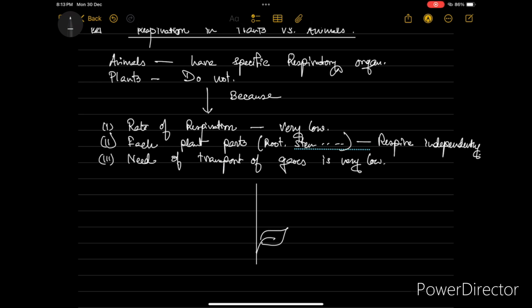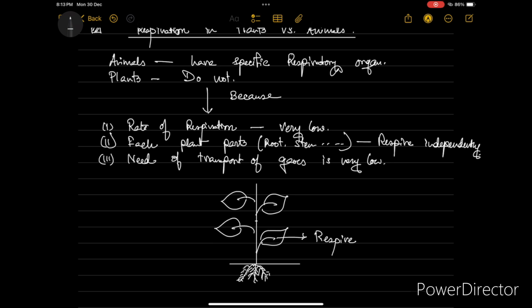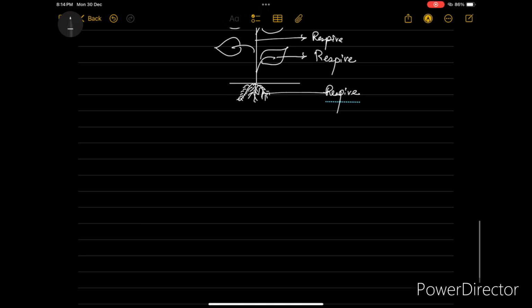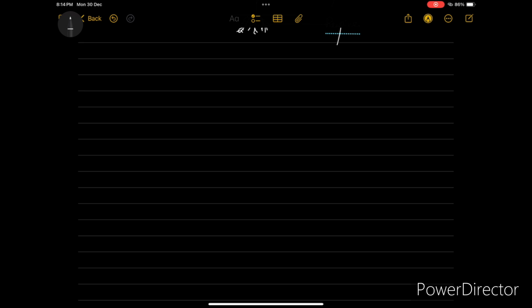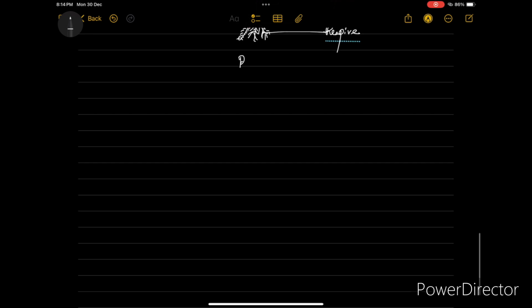Therefore, the need for transport of gases between the different plant parts, that is the transport of gas from roots to shoot or shoot to leaves or leaves to stem, is very negligible, because every plant part that I said in the second point, that is the root can respire separately, the leaf can respire separately, as well as the stem can respire separately, right?